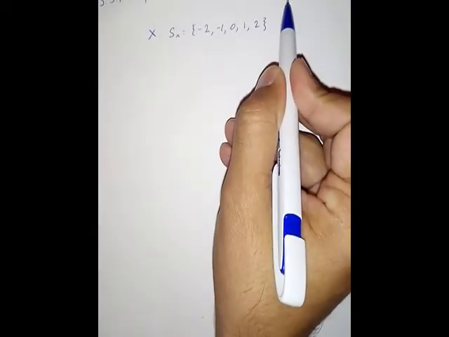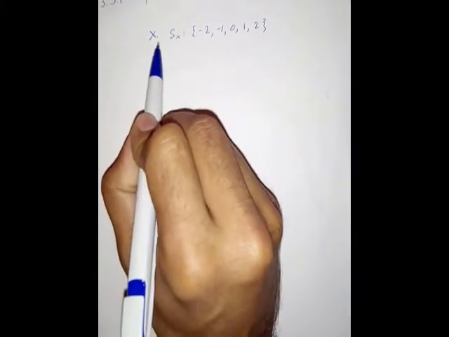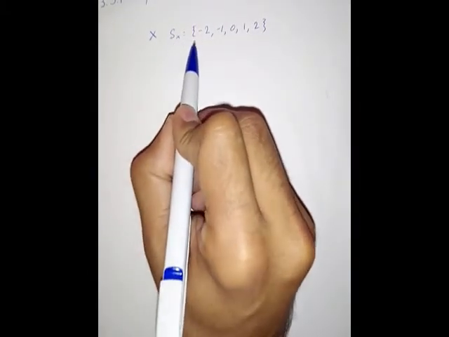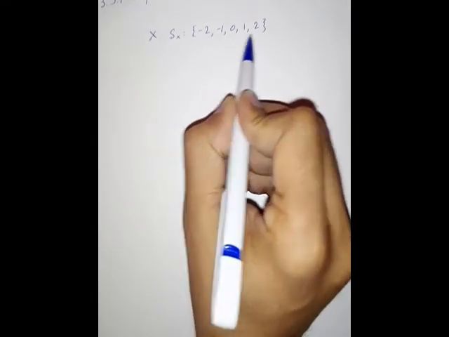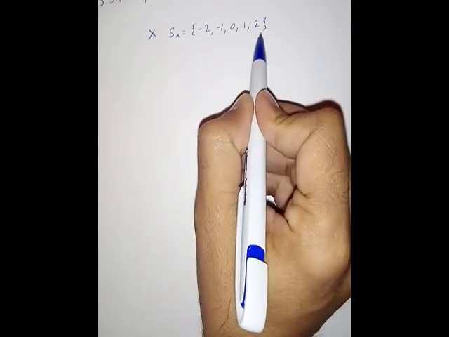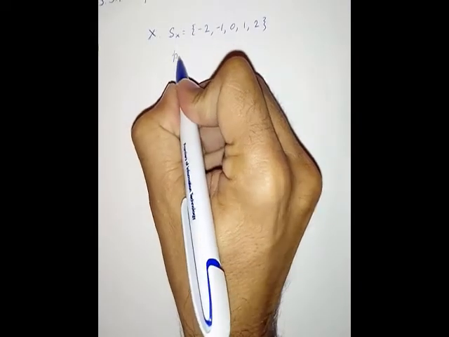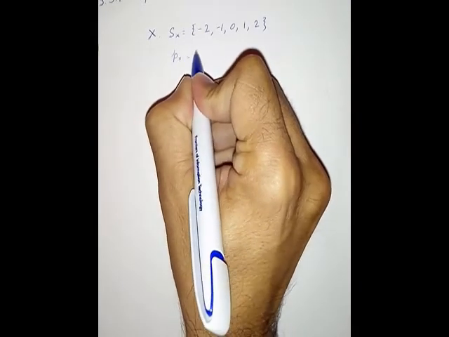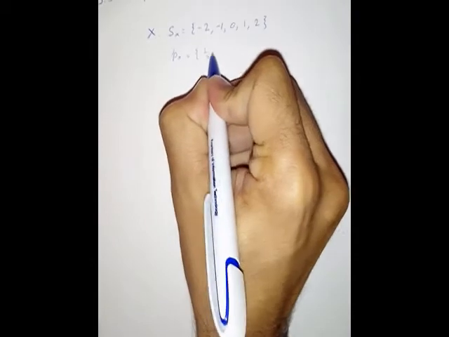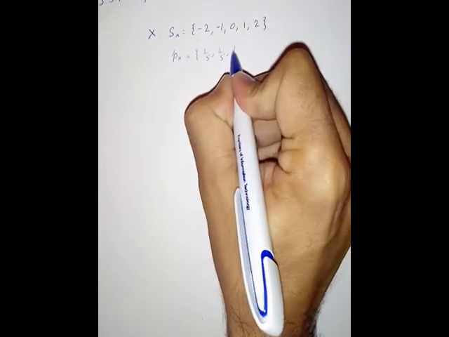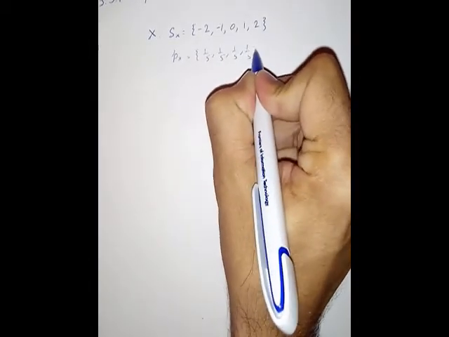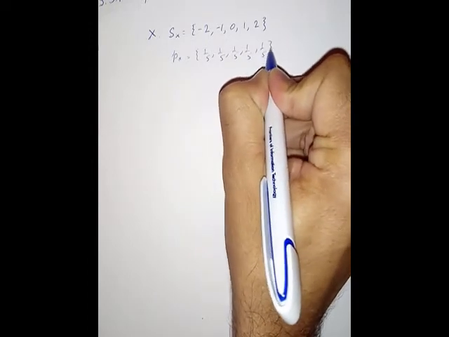Today's topic is expected value and functions of a random variable. Suppose we have a random variable x with the sample space given as -2, -1, 0, 1 and 2, so 5 different values. Let's say all these values are equally likely, so the PMF of x would be 1 by 5, 1 by 5. The probabilities of all of those possible values are the same.